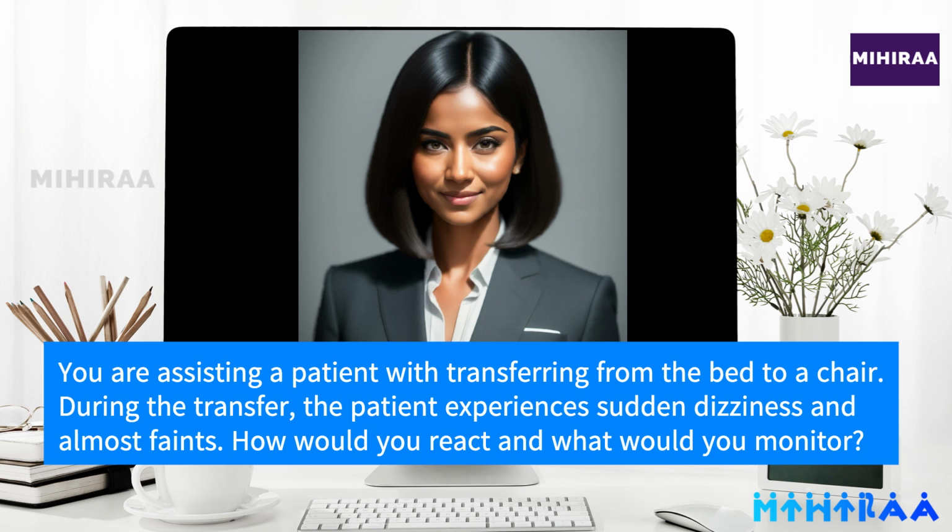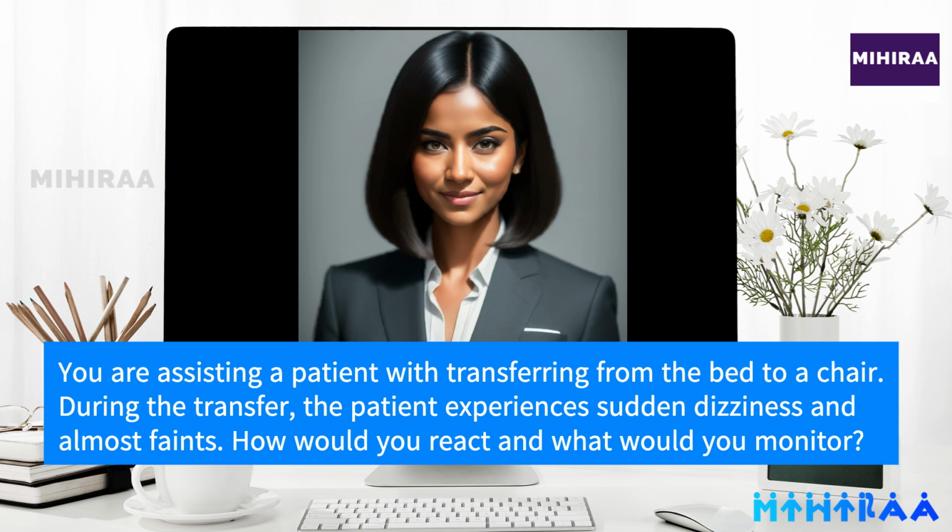I also assessed their level of consciousness, ensuring they were responsive and aware of their surroundings. After stabilizing the patient, I asked them about any symptoms they were experiencing, such as lightheadedness, nausea, or blurred vision, to gather more information about their condition. I also inquired about their recent food and fluid intake, medication schedule, and any previous occurrences of similar symptoms. This information helped me understand potential underlying causes, such as dehydration, low blood sugar, or orthostatic hypotension.